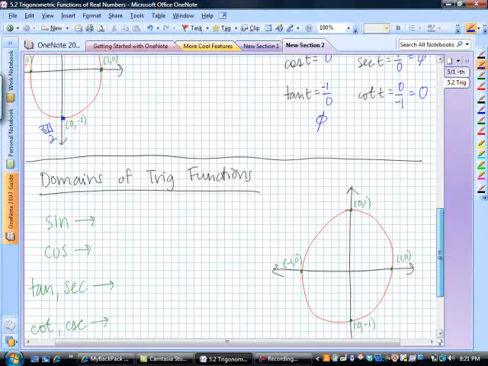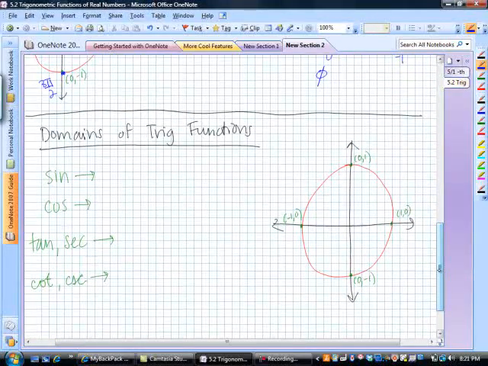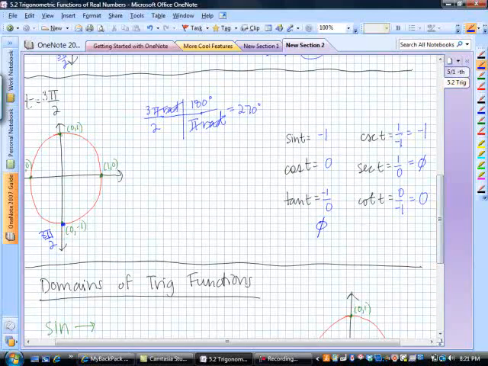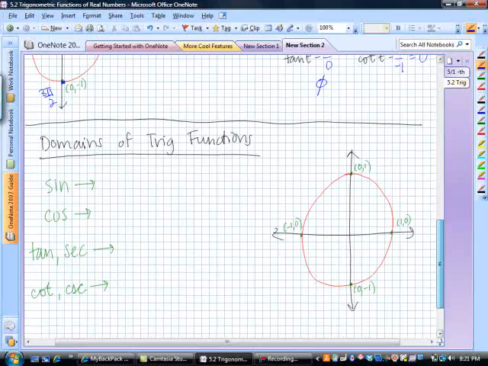Okay, so next thing we're going to look at now is the domains of the trig functions. And hopefully you saw a little glimpse of that in the few problems that we just worked. Some of these trig functions you'll see are undefined at certain angles, and we're going to be talking about why. We'll just kind of talk through how this happens.